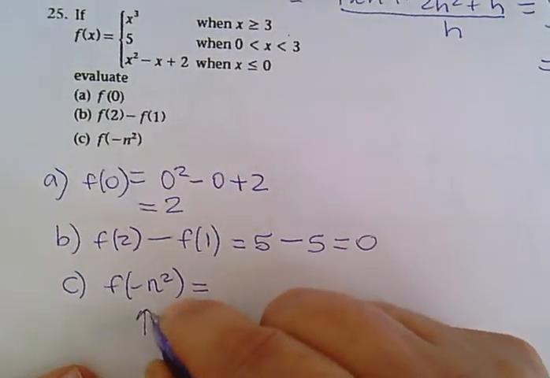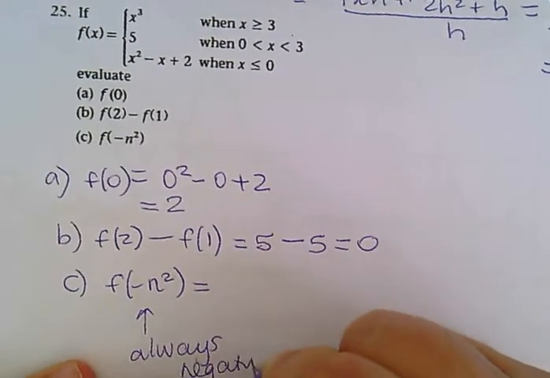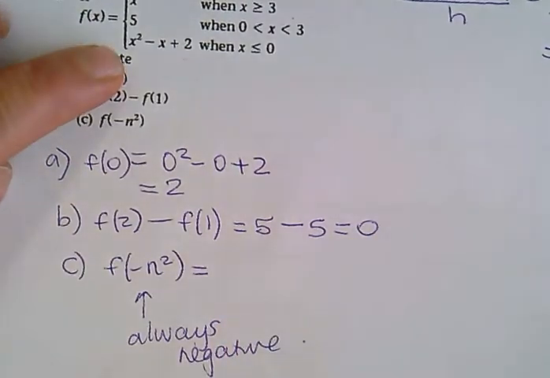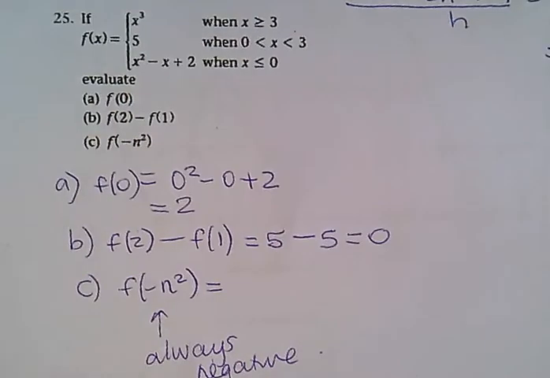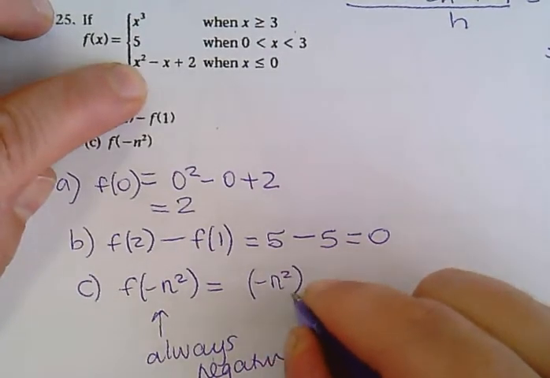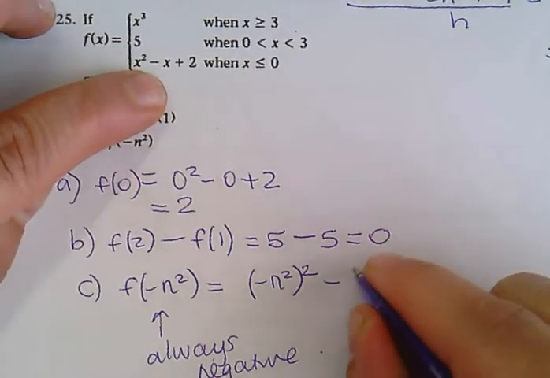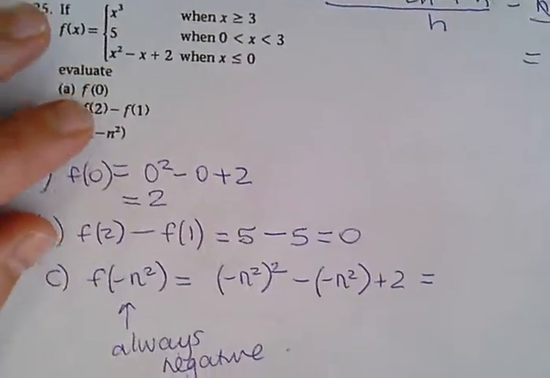So I'm going to say this is always negative. So it's the last one, or it could be 0, right? So I replace the x with negative n squared. So I go negative n squared squared. Are you okay with that? Replace the x with negative n squared minus, in brackets, negative n squared plus 2. What have you got?